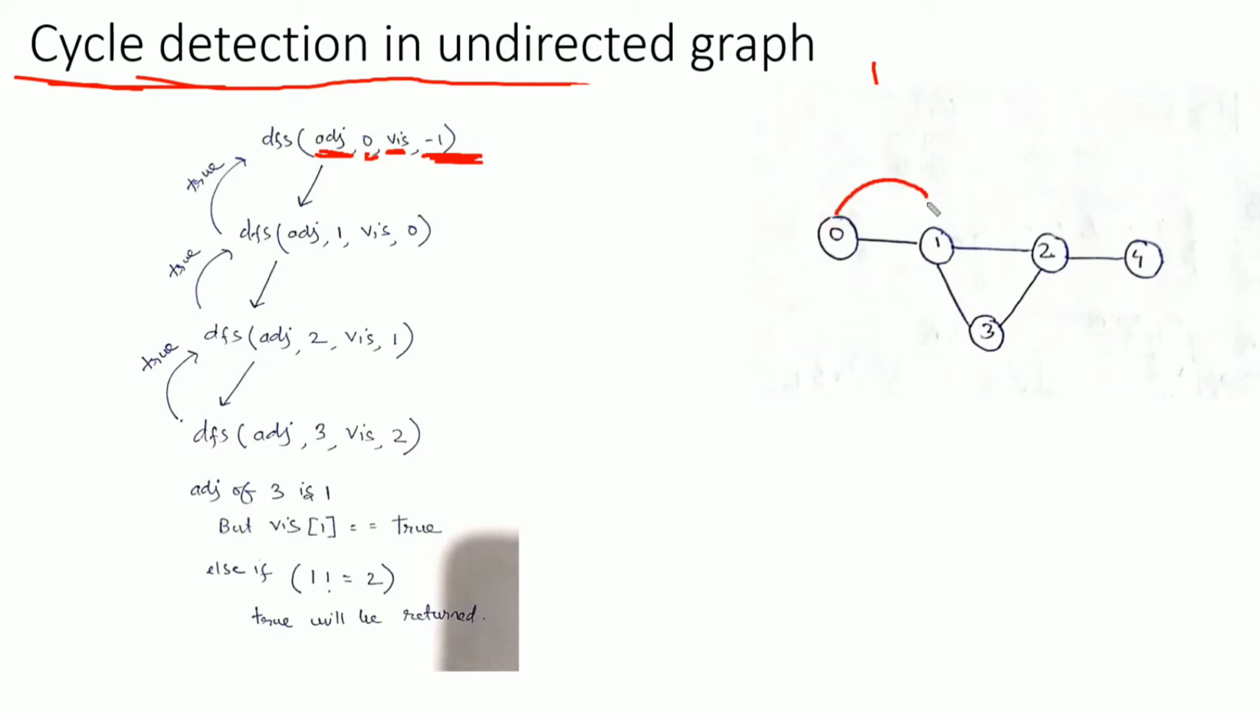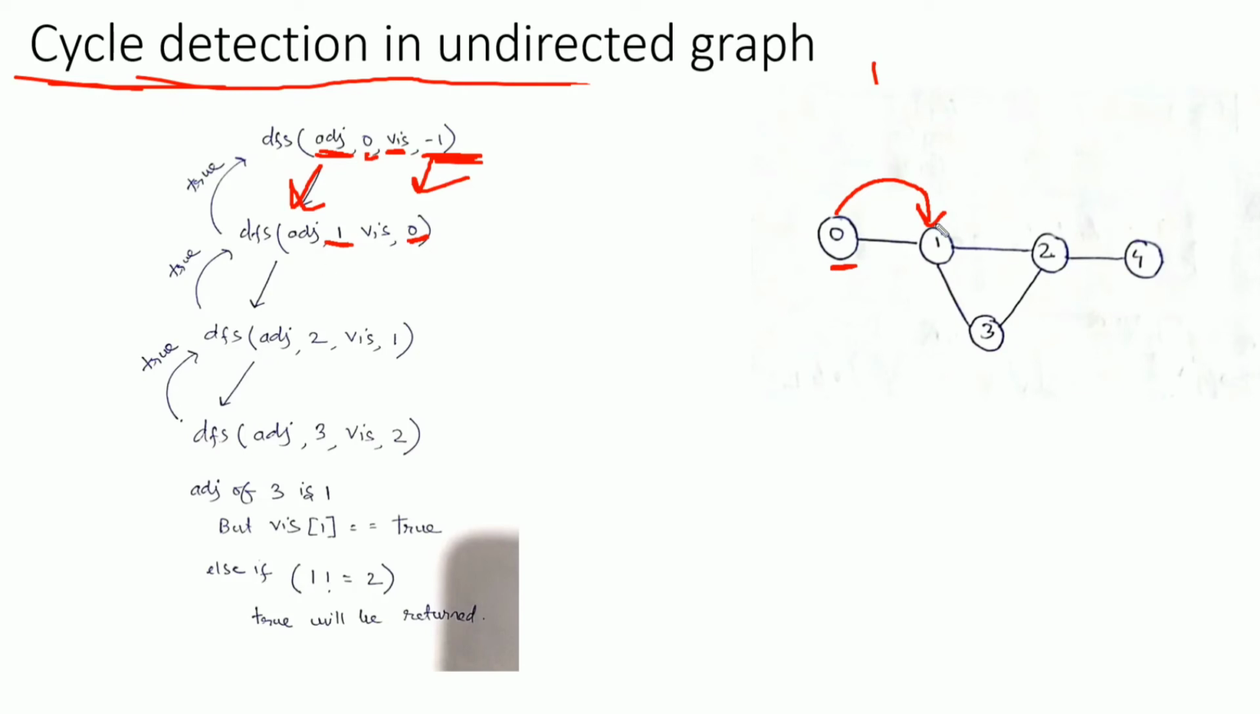Now from 0 we went to vertex 1, and now our parent variable changes from -1 to 0. It means that vertex 1 has a parent, vertex 0. We reached vertex 1 from vertex 0, so the parent variable gets changed from -1 to 0.